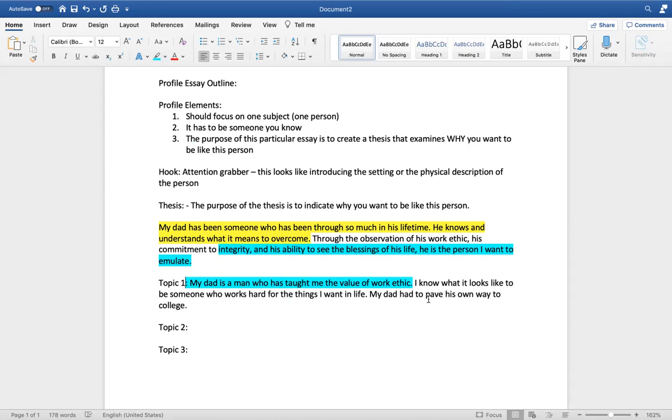If all you say is, my dad had to pave his own way to college, or my dad has been through a lot of hard things, or my dad had to do everything on his own. Okay, if you do things like that, then all you're doing is telling me their story. You're not going back to the purpose of this essay. And remember, the purpose is to create a thesis that examines why you want to be like this person. So if that's our thesis, then our topic sentences also have to embody that purpose.